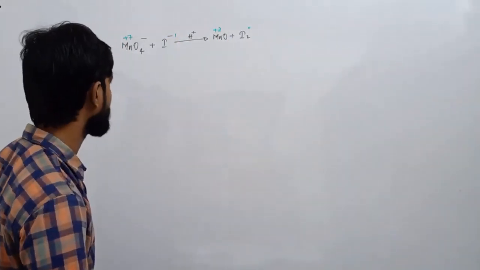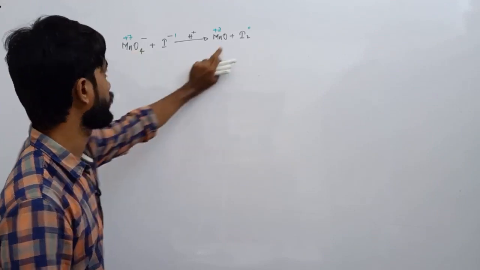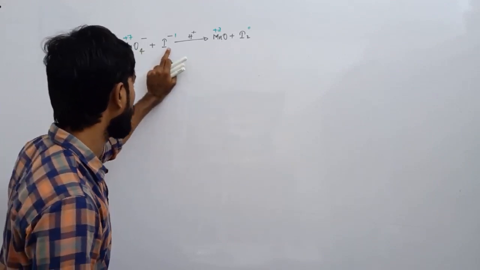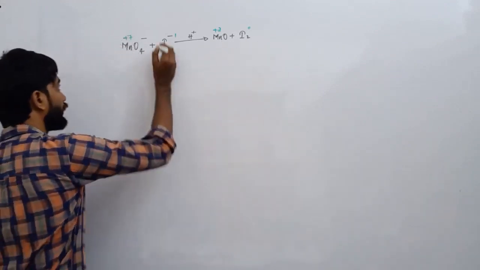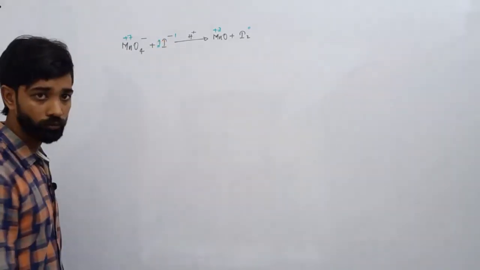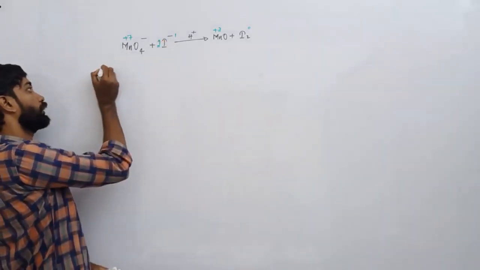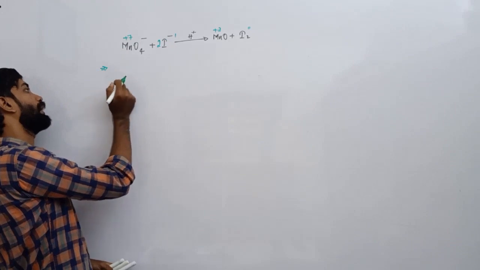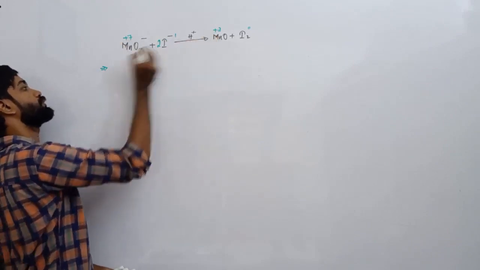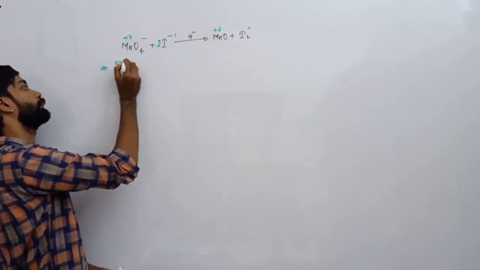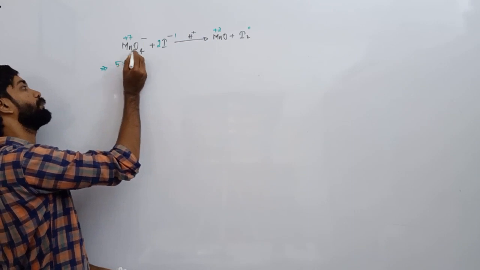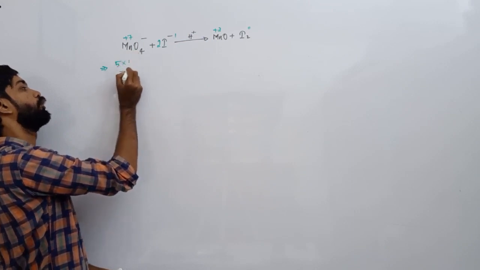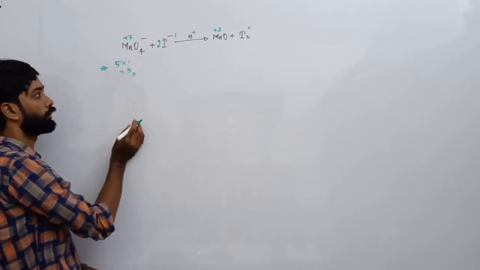Let's check that their numbers are the same. One manganese, one manganese, so manganese is okay. One iodine, but there are two iodine in I2, so you start with 2 here. Then find the number of electrons gained by manganese. Plus 7 to plus 2, that is 5 electrons gained for one atom, into the number of atoms, 1. So 5 electrons totally gained.